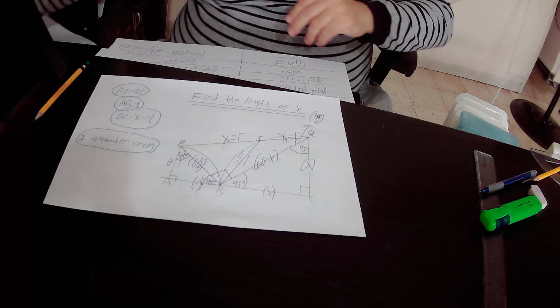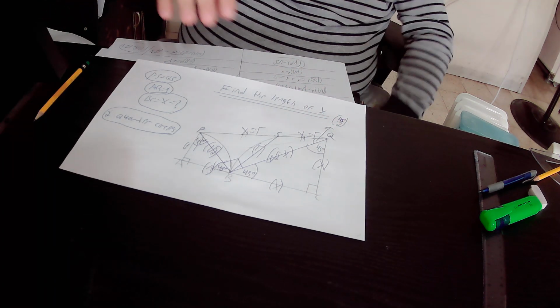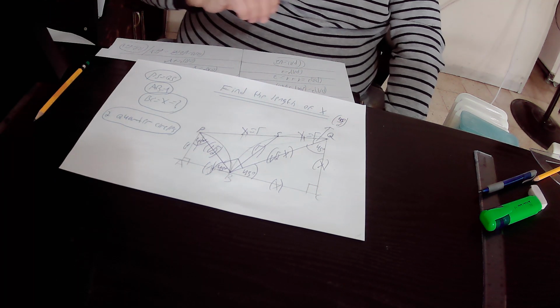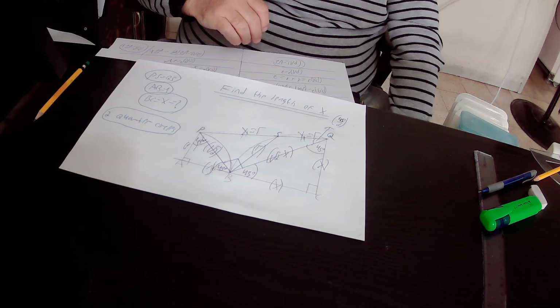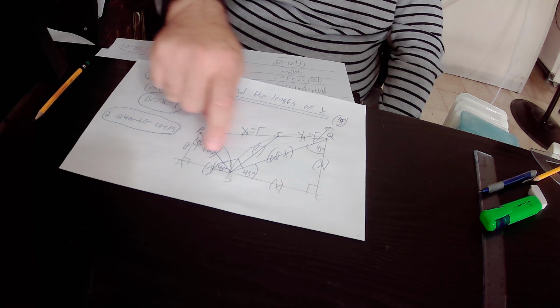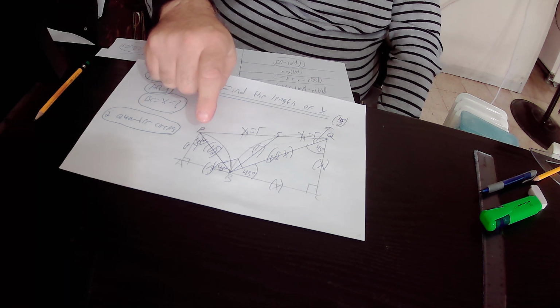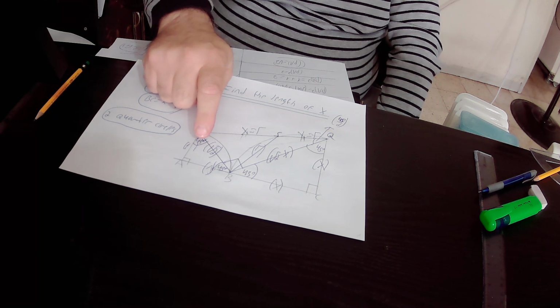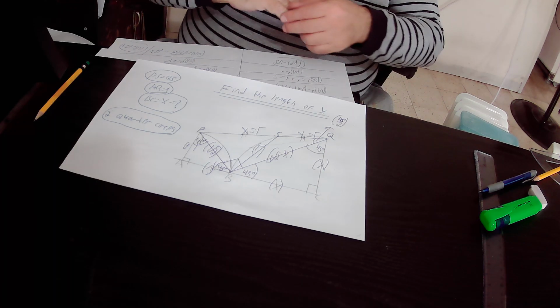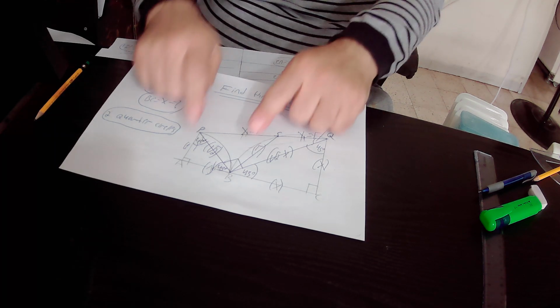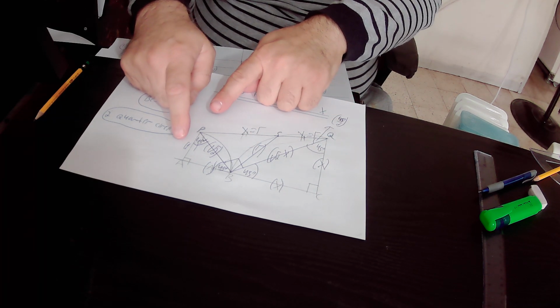Okay, so this is a quarter circle, and therefore side AB must be equal to side AP. Why? Because both of those two sides are the radii of this quarter circle, therefore they are equal to each other. But side AB equals 1, therefore side PA must also equal 1.